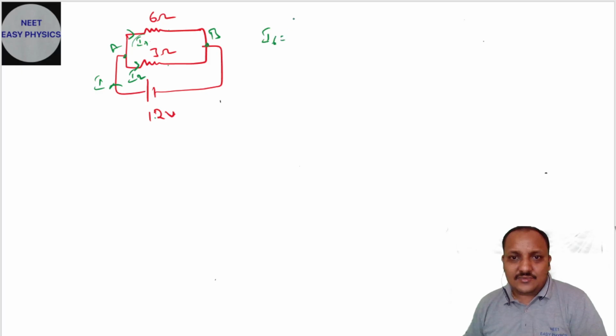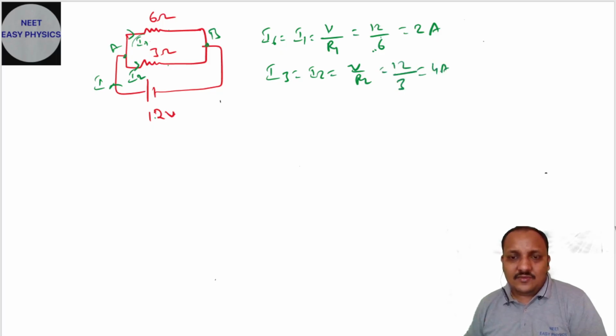Current in 6 ohms, that is I1 is equal to V by R1, that is 12 by 6. 12 by 6 means 2 amperes. Current in 3 ohm, I2 is V by R2. So 12 by 3, 4 amperes. So in this 2 amperes, in this 4 amperes. Now what is the total current? 4 plus 2, 6 amperes.